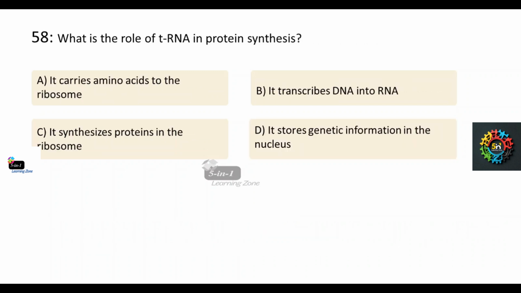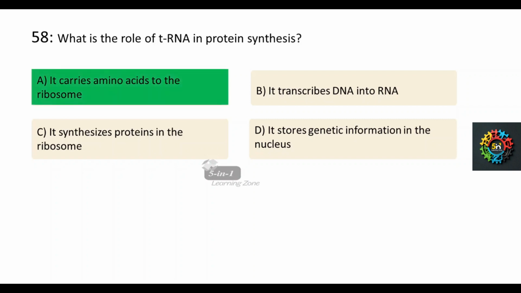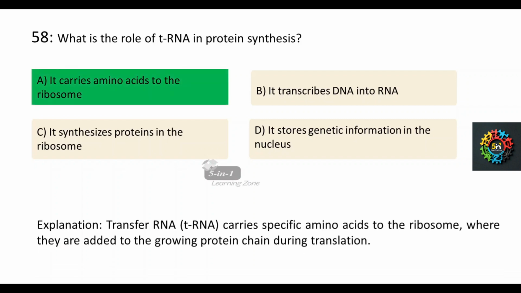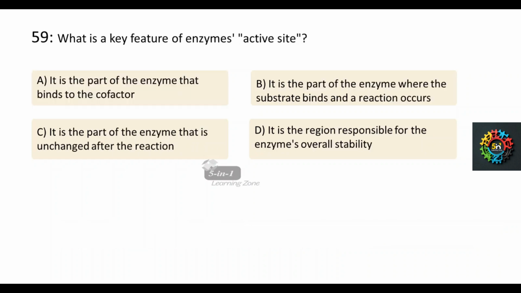58. What is the role of tRNA in protein synthesis? Answer: A. It carries amino acids to the ribosome. Explanation: transfer RNA, tRNA, carries specific amino acids to the ribosome where they are added to the growing protein chain during translation.